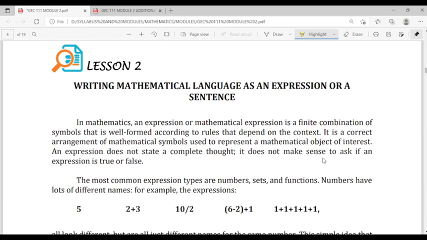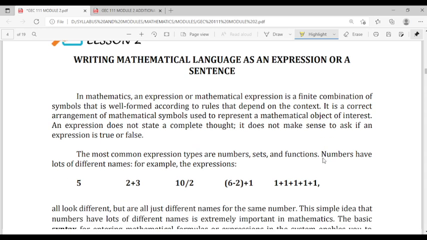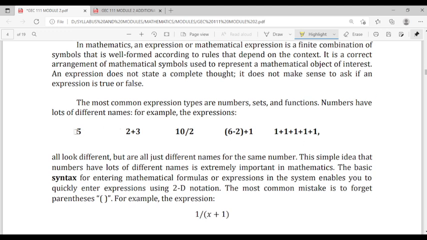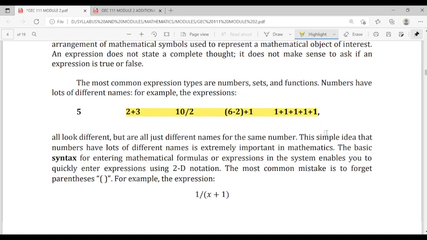In lesson 2, we have writing mathematical language as an expression or a sentence. For instance, we have 5 here, or 2 plus 3, 10 over 2, or quantity 6 minus 2 plus 1, or 1 plus 1 plus 1 plus 1 plus 1. All of them come out with one meaning. That means if we are going to simplify these, their answer will still be 5.